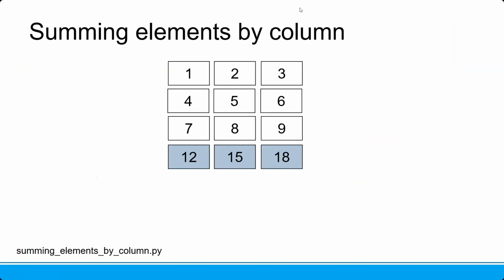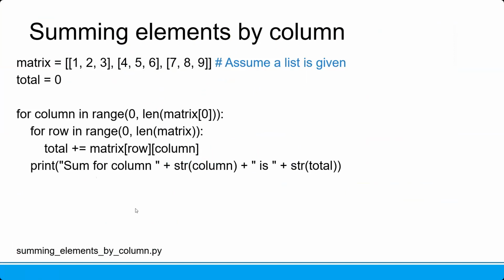Now, how can we make the code? Whenever we use the for loop, we will start from the row. But is it possible if we start from the column? Okay, let's look at the code here. So if you start from the column, it means you need to know the number of elements of this list.